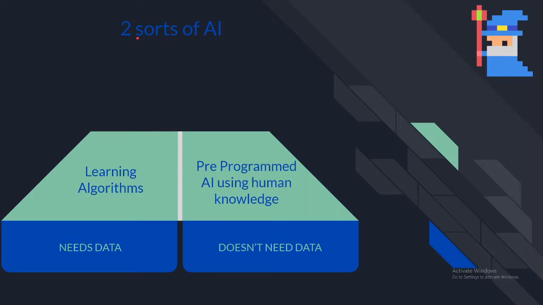Now there are two sorts of AIs. I mean, there is a way to sort them into two sorts of AIs. Let's split it that way. So we can say that some of them are learning algorithms and some of them are pre-programmed AIs, which are pre-programmed using human knowledge.